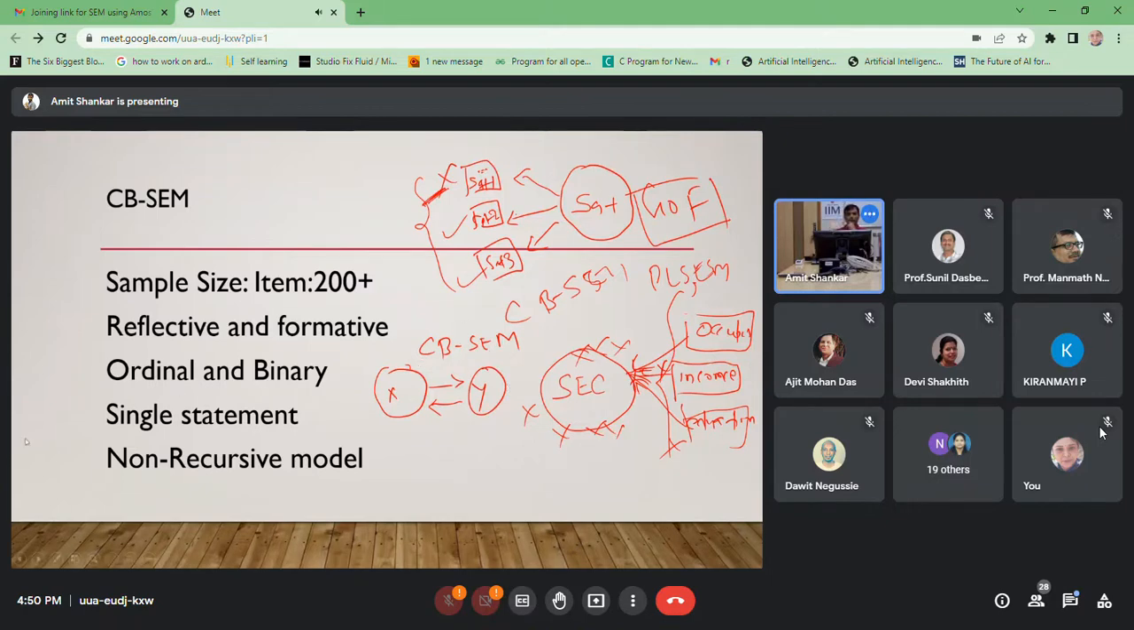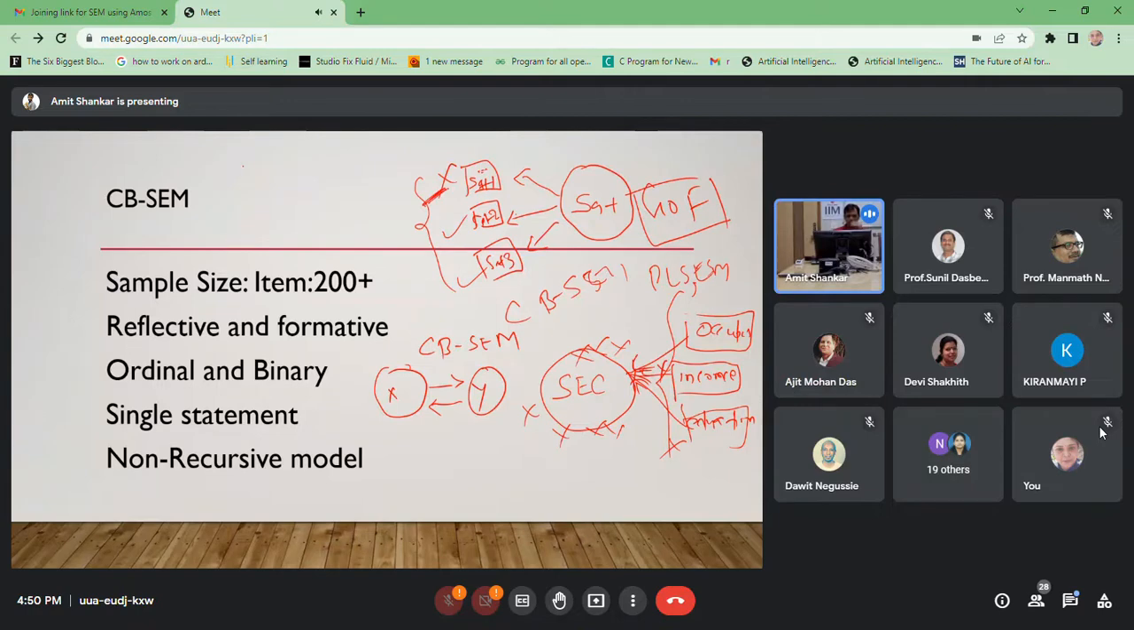Any question? I don't know how many people are aware about PLS-SEM, but these two are for structural equation modeling, to check the structure. So what is the difference? Someone asked me what is the difference between PLS-SEM and CB-SEM.